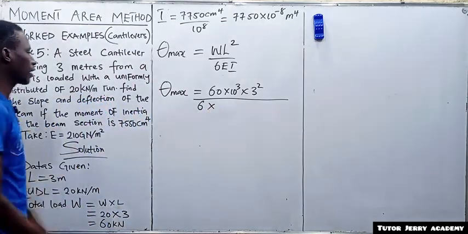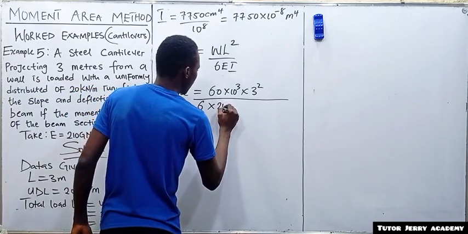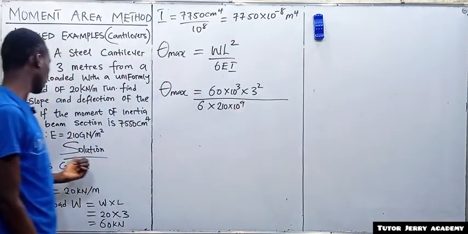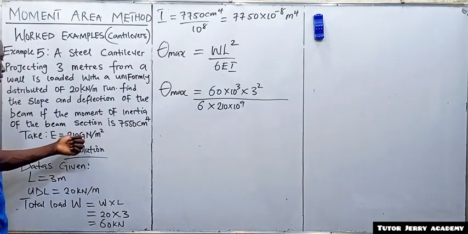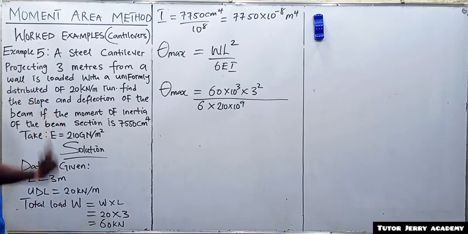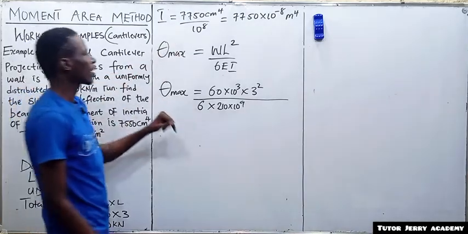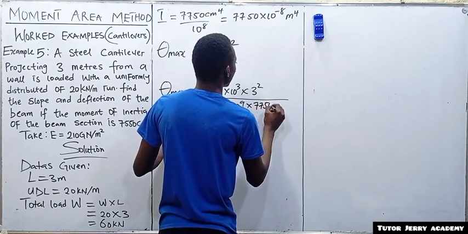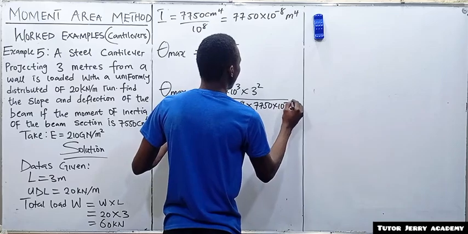Our E is 210 multiplied by 10 to the power of 9, because giga is nothing but 10 to the power of 9. This is representing G here. G here is giga, and giga is 10 to the power of 9. Next we have I, which is 7750 multiplied by 10 to the power of minus 8.